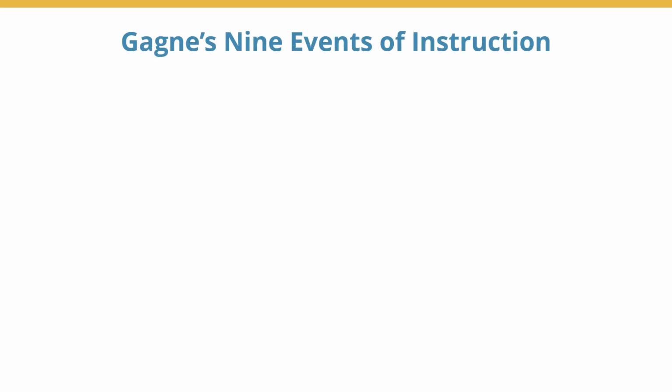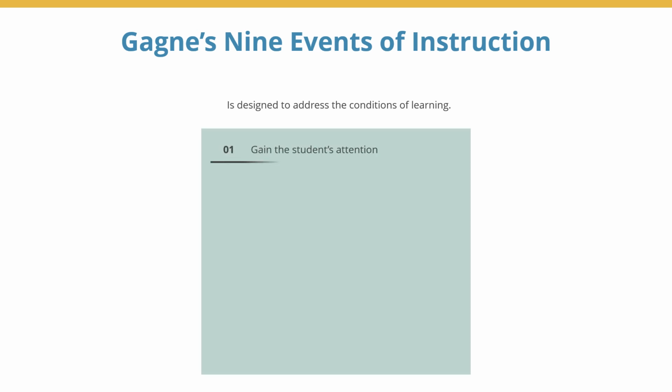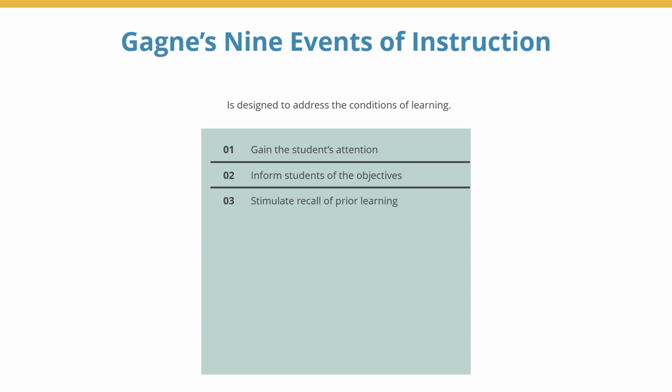Gagne's 9 Events of Instruction. Robert Gagne's 9 Events of Instruction model is designed to address the conditions of learning. The 9 events of instruction are 1. Gain the student's attention. 2. Inform students of the objectives. 3. Stimulate recall of prior learning.